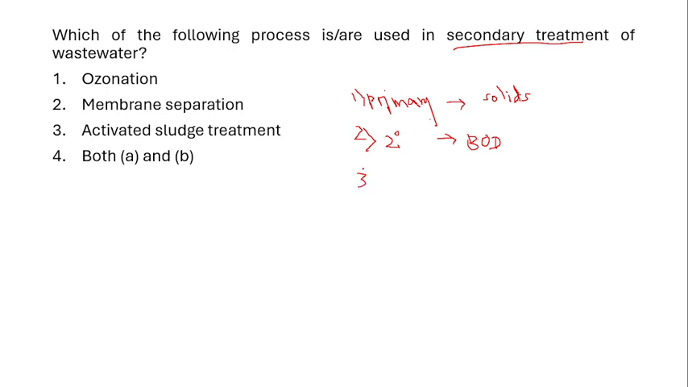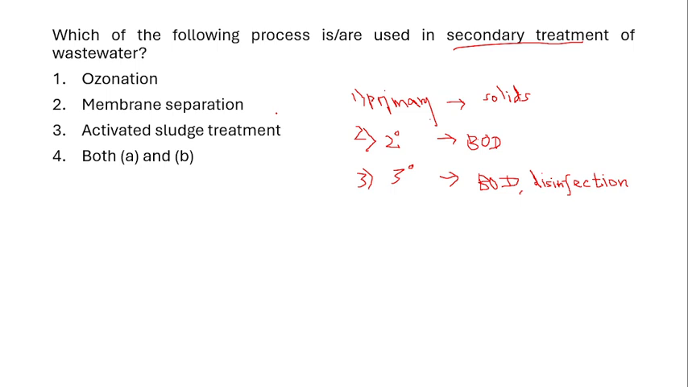And then comes your tertiary treatment. Tertiary treatment is mostly to disinfect your water. Here some of the BOD is removed and mostly it is a purification process with the help of ozonation and then UV treatment. With all these, you will be disinfecting the water. So here comes the disinfection. The main aim of the secondary treatment is to reduce the BOD with the help of microorganisms. So among the options given, which process is used for the secondary treatment they are asking.